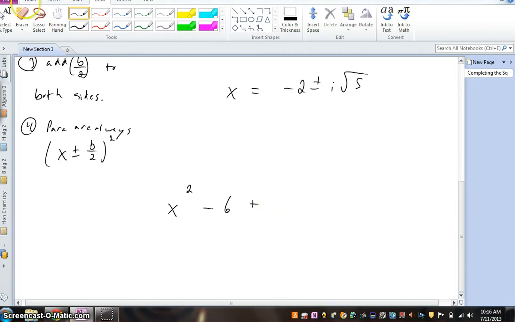Let's use 8. 8 will work. Let's use 8 here, okay? x squared minus 6x plus 8 equals 0. Sorry guys, had to run through that real quick in my head just to make sure this was going to work for us. Okay, so this should work.